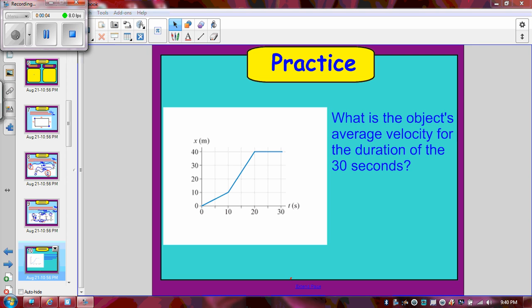Alright, welcome to the second video in the velocity unit. Remember, this video is going to be looking now more at the graphical analysis of velocities. So let's first start off with this simple graph. Notice the graph is position versus time.